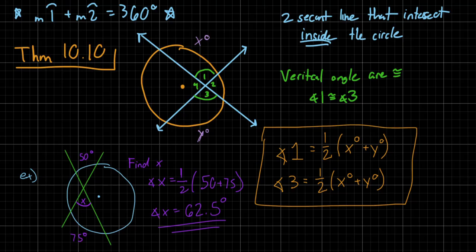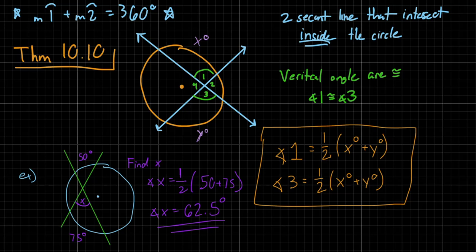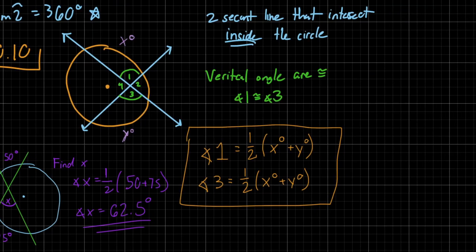Wait, so how do we get 62? So we did 70 plus 75 and then divide by 2. Yes, because that's what it's telling us to do. Okay. Wait, so, and then we divide it by 2. Divide by 2, yes. Okay.